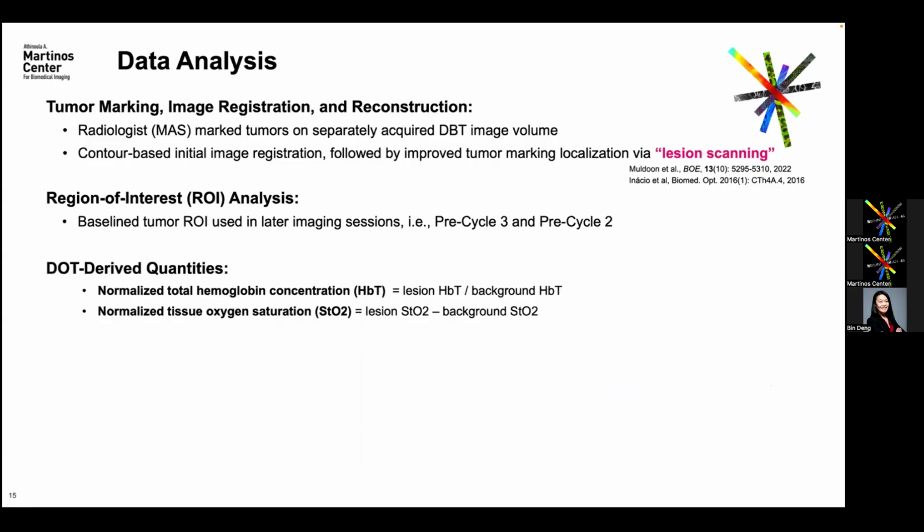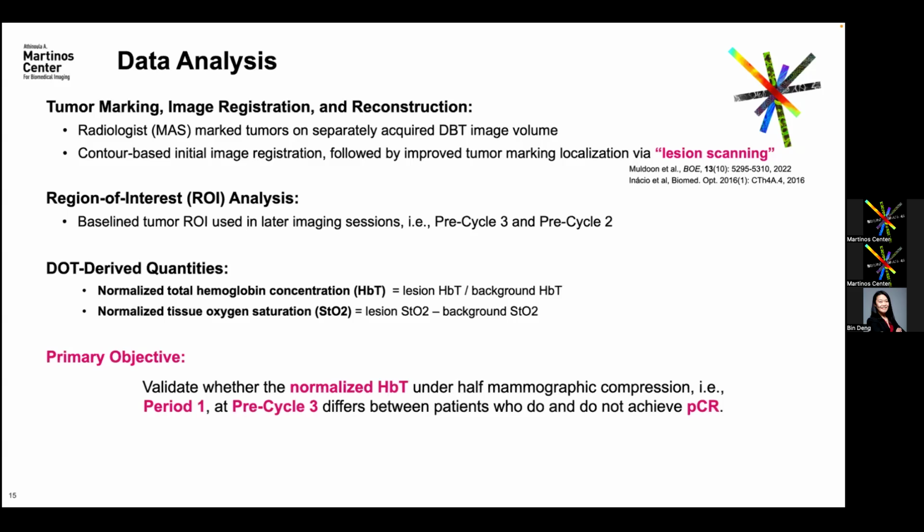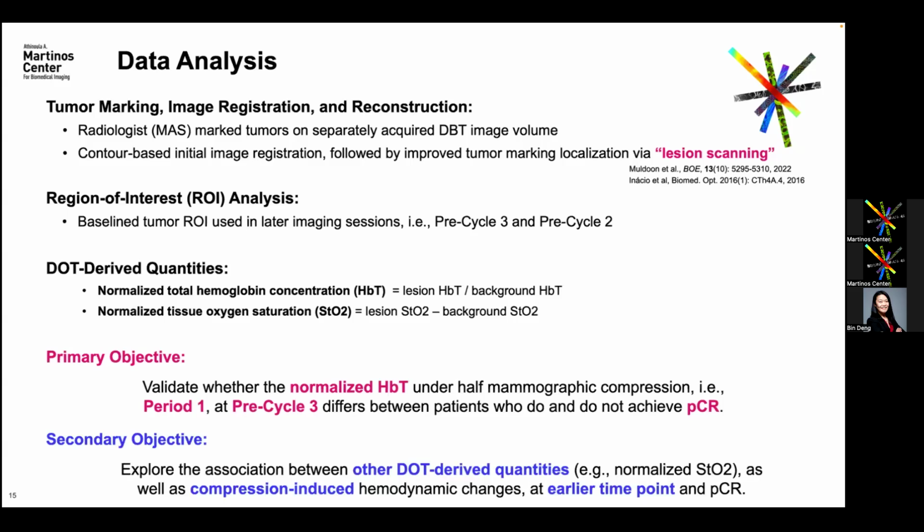So the two quantitative metrics we're interested in: one is obviously the total hemoglobin concentration, which is the hallmark of the tumor, we call HBT, and the other one is normalized oxygen saturation. Our primary goal is to see at the mid-treatment cycle, like pre-cycle 3, can we see a difference in normalized HBT in women who achieve PCR or non-PCR. And we also want to explore other imaging biomarkers such as tissue oxygenation and see if we can differentiate the PCR, non-PCR cases at the earlier time point.